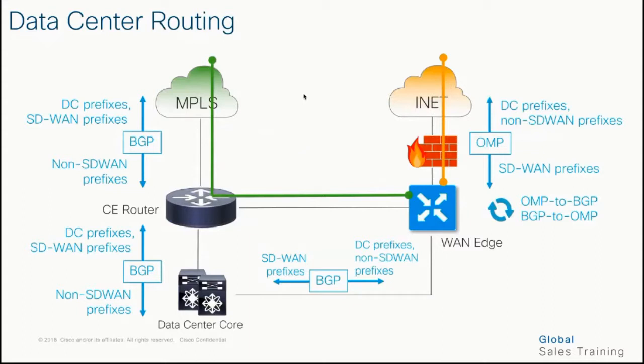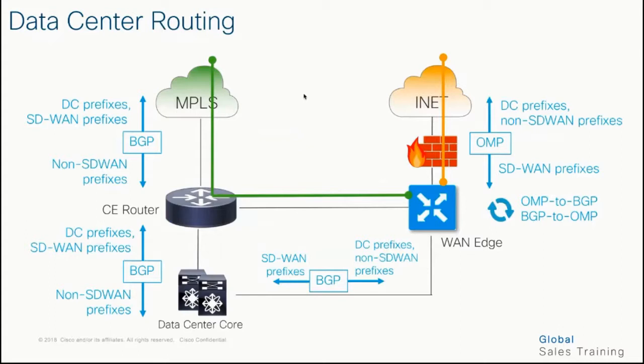So if you look at the flow here, all the prefixes from the SD-WAN side are going to come all the way to the C router, and they're going to follow the green link to the VH router, to the WAN edge router, and give the prefixes back to the layer 3 switch.